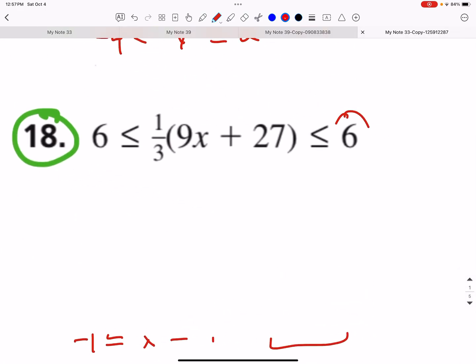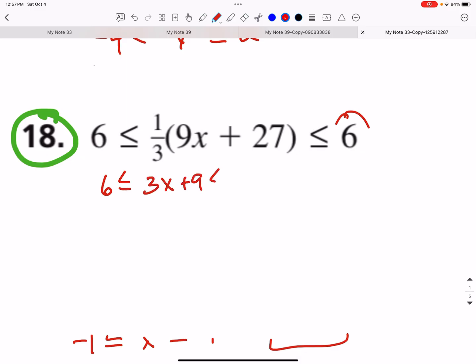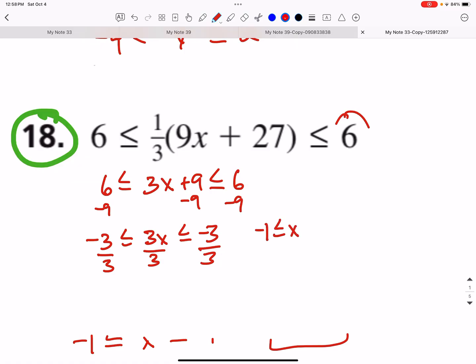Let's see. Over here, negative 6 is less than or equal to 3x plus 9 is less than or equal to 6. Why did they use the same number? Minus 9, minus 9, minus 9. Negative 3 is less than or equal to 3x is less than or equal to negative 3. Divide by 3. So negative 1 is less than or equal to x, which is less than or equal to 1, negative 1. This is weird. I don't understand this, but okay, x is less than or equal to negative 1.